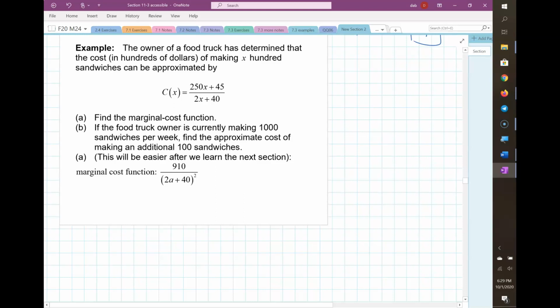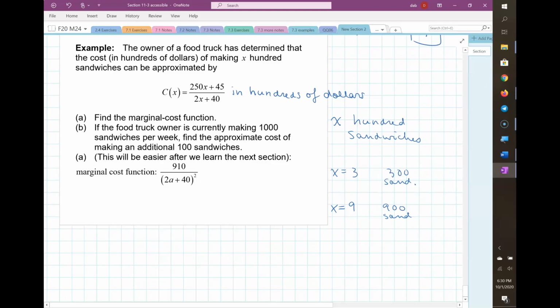So the owner of a food truck has found a cost function in hundreds of dollars. So I like to make these notes big and visible for myself so they're not buried in the text, of making X 100 sandwiches. So if X is 3, that's 300 sandwiches. If 9, that's 900 sandwiches. Okay, just to make sure we're clear on that.